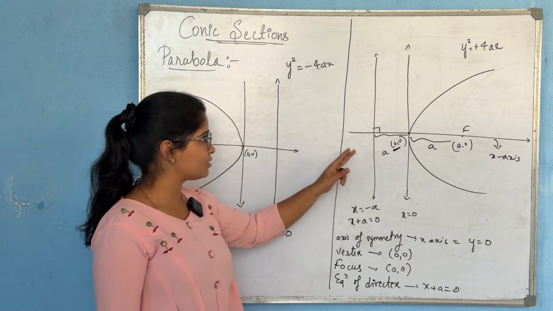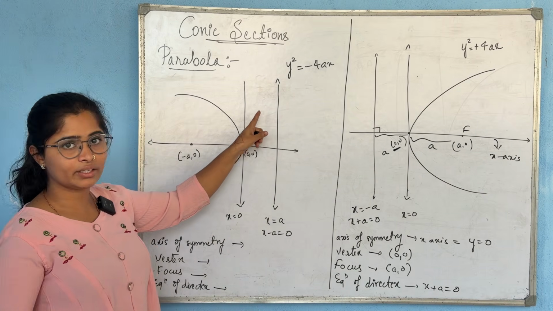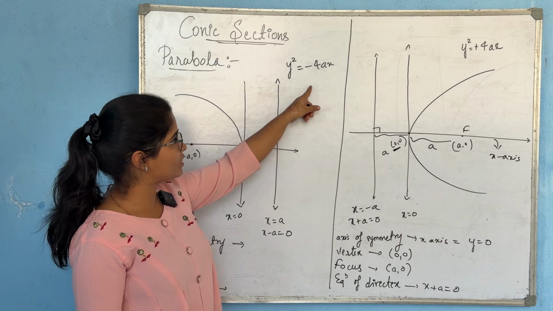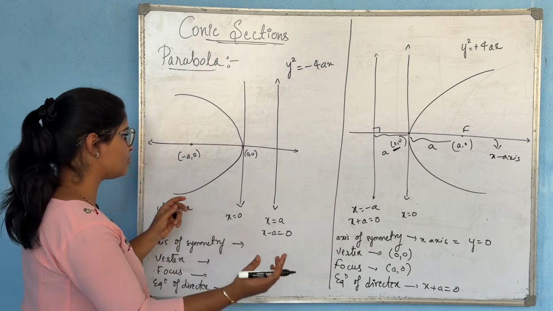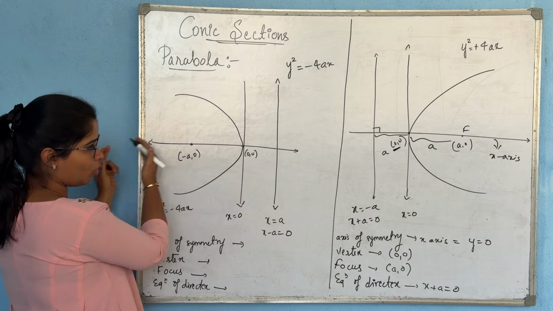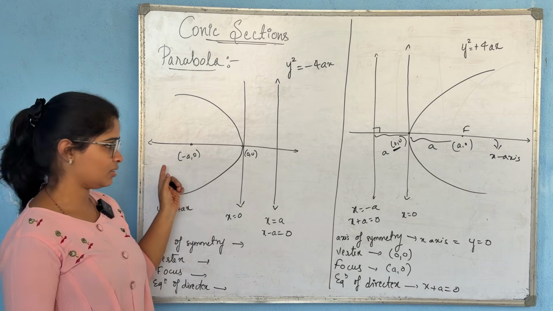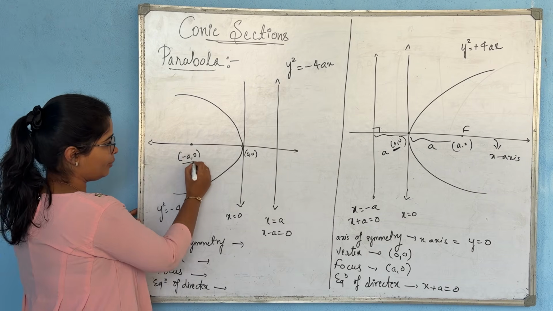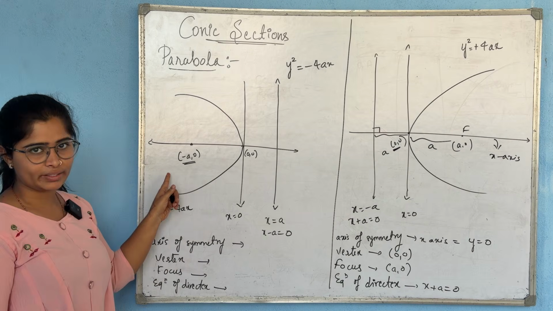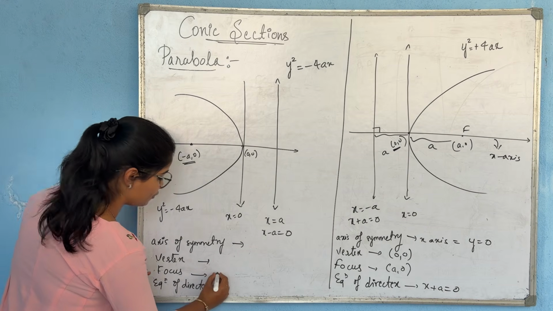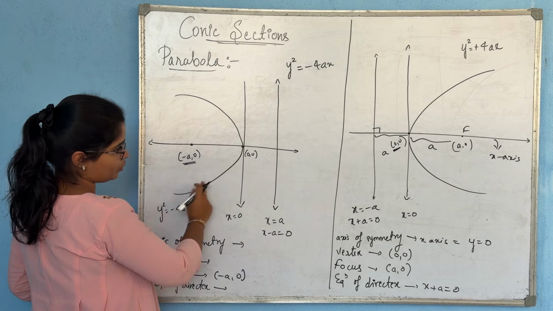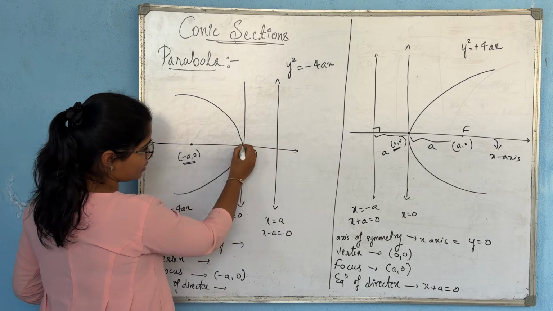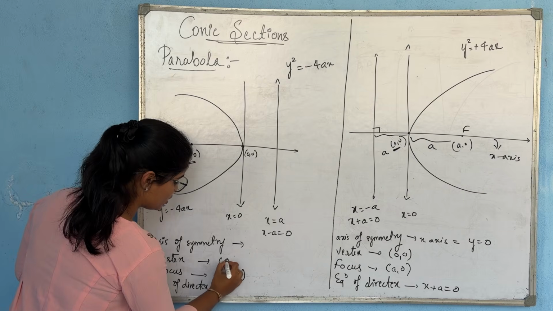And now let us discuss the same for another equation of parabola, that is y square is equal to minus 4ax. It has one property: the parabola opens in the negative direction of the x axis, and hence the focus coordinates will be minus a comma 0. The vertex, that is the intersection between the conic section and the axis of the parabola, will be 0 comma 0 only.